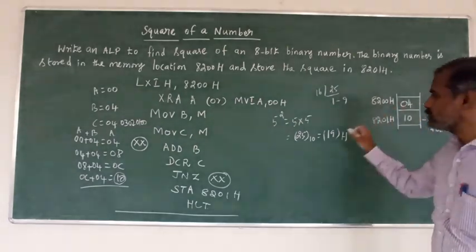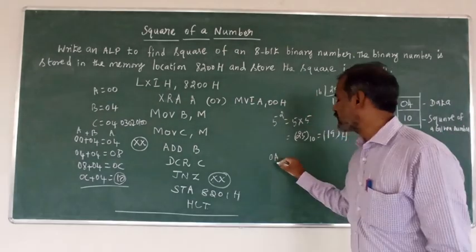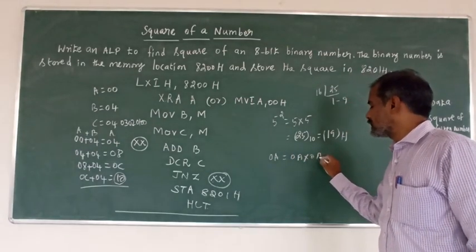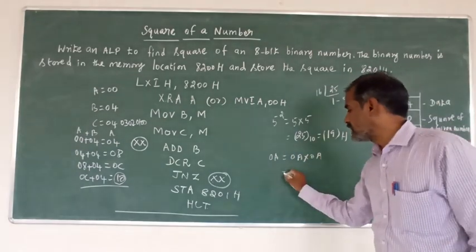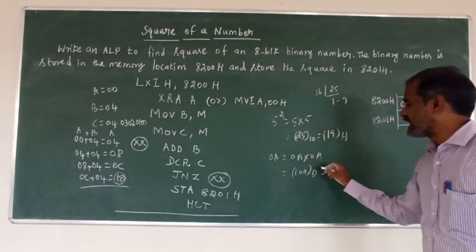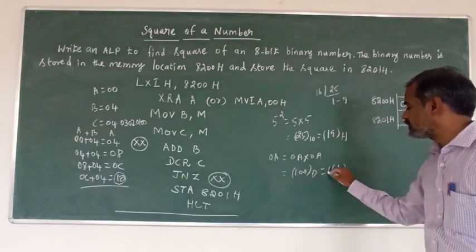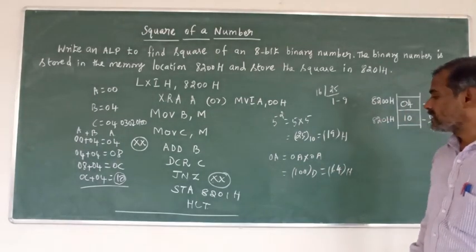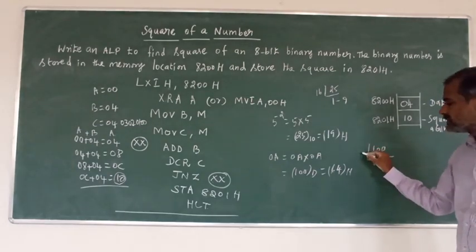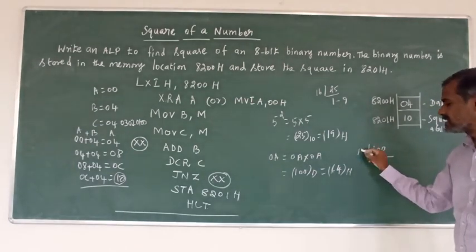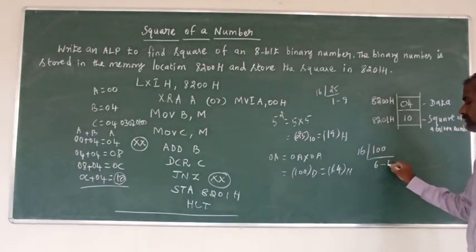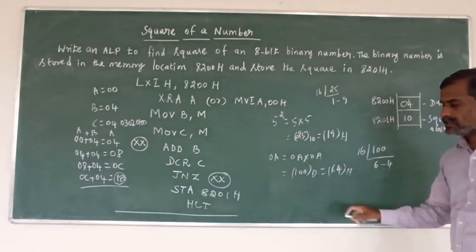Suppose the given value is 0A. 0A means 10. 10 square equals 0A into 0A, 10 into 10, which is 100. The corresponding hexadecimal value is 64H. How to find the corresponding hex value of 100? 100 decimal: to find the corresponding hexadecimal, you have to divide by 16. 6 times and the remainder is 4. We can write 64H.